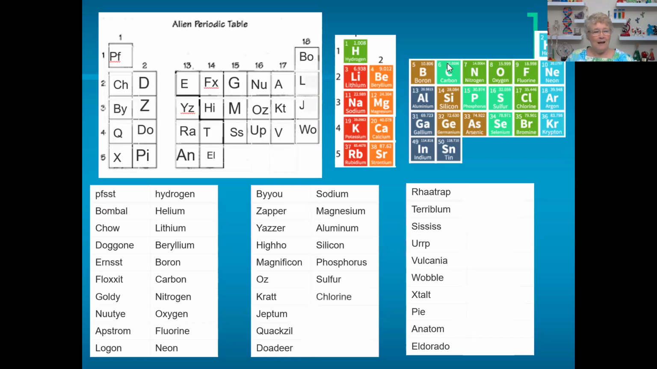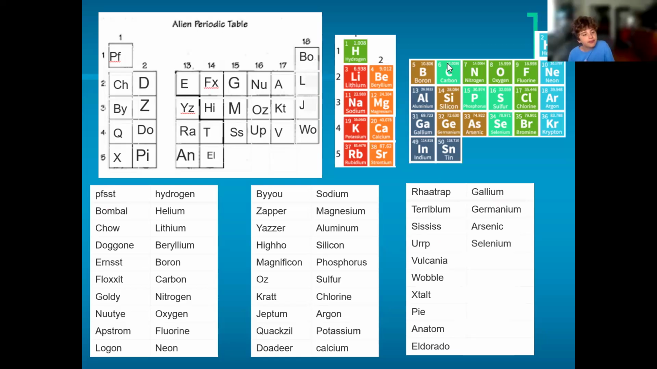And what's next? Crat. Crat is going to be chlorine. And what about gypsum? Argon. Quaxel. Potassium. Doadir. Calcium. Rat trap. Gallium. What about Tereblum? Tereblum, not arsenic. Yeah, germanium. So let's find Tereblum right here. When we come over here, it is germanium. Arsenic is the next one. So Cissus is going to be arsenic. What about Volcania? I'm sorry, ERP. I skipped one. ERP is selenium. Volcania, bromine. Wobble, krypton.